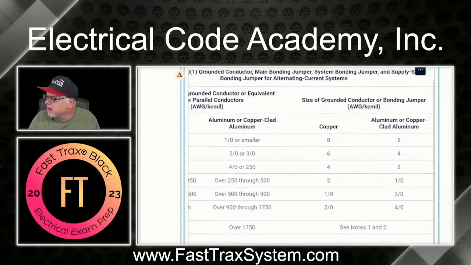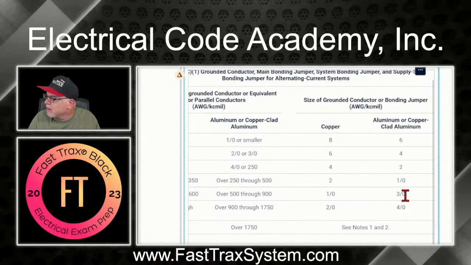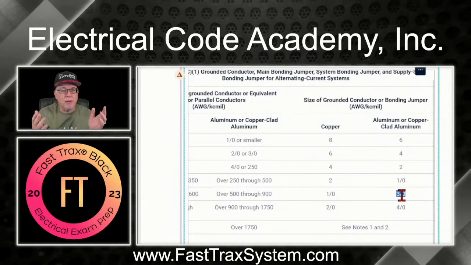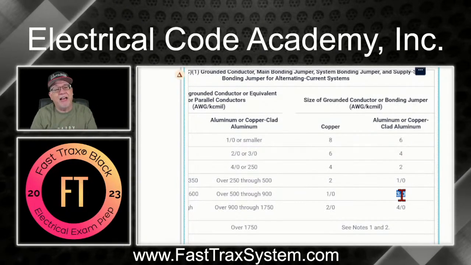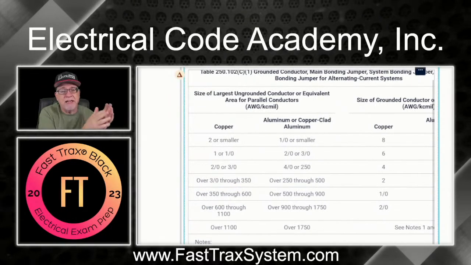Let's see, is that right? Let me make sure I'm looking at it right. Hold on. There we go. Okay, yep, 700. No, excuse me, it would be a 1/0 copper or a 3/0 aluminum. Okay, and that would be the size of our grounded conductor in that one single raceway.